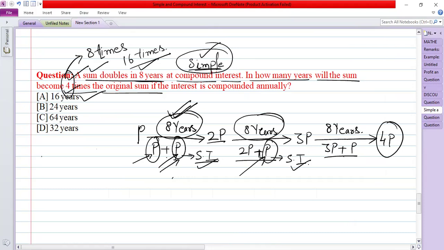Now, this initial amount P has become 4 times, but how many years has it taken? 8 plus 8 plus 8, that is 24 years. So, in the case of compound interest, the amount will take 16 years to become 4 times, but in case of simple interest, it will take 24 years. Even these questions are commonly asked questions in simple interest and compound interest.